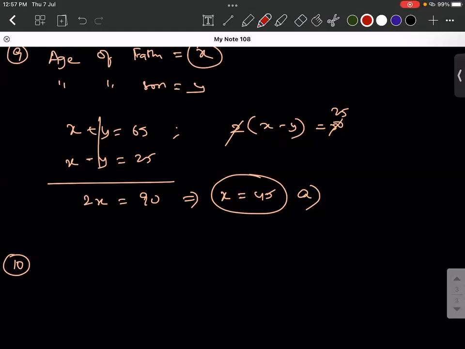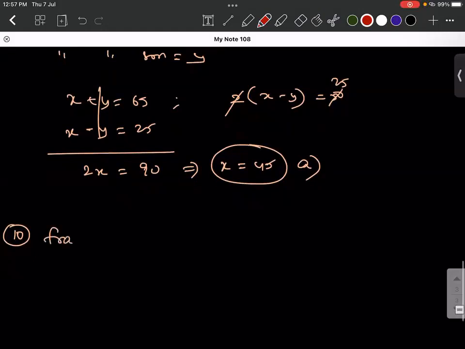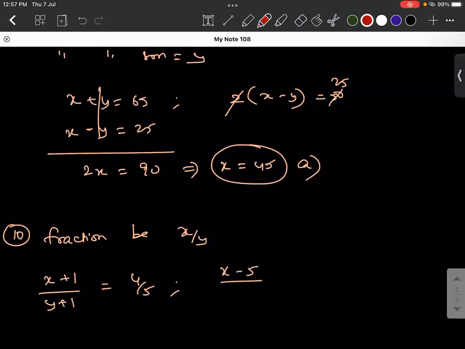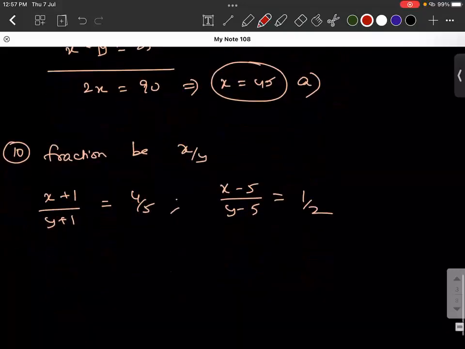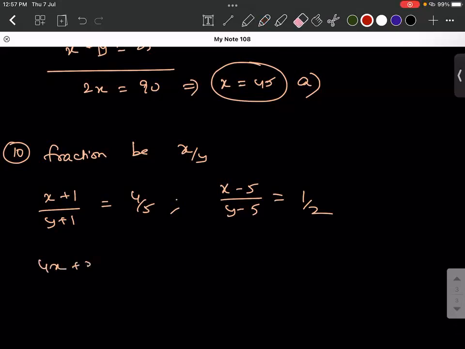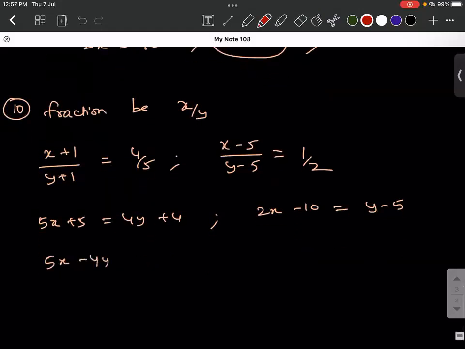So there is a fraction which becomes 4 by 5 when 1 is added to each of the numerator and denominator. So let the fraction be x by y. If 1 is added to each of the numerator and denominator, the fraction becomes 4 by 5. However, if we subtract 5 from each of them, that is x minus 5 by y minus 5, the fraction becomes half. Then the numerator of the fraction is. So cross multiply: 5x plus 5 is equal to 4y plus 4. 2x minus 10 is equal to y minus 5. So 5x minus 4y is minus 1. 2x minus y is equal to 5.